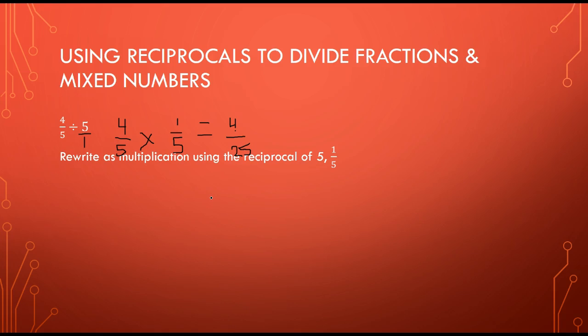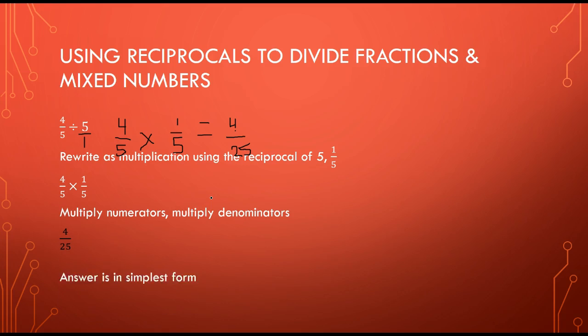Rewrite it as a multiplication. Use the reciprocal. Multiply the numerators. Multiply the denominators. 4/25. You're done. Answer's already in simplest form, so you're good.